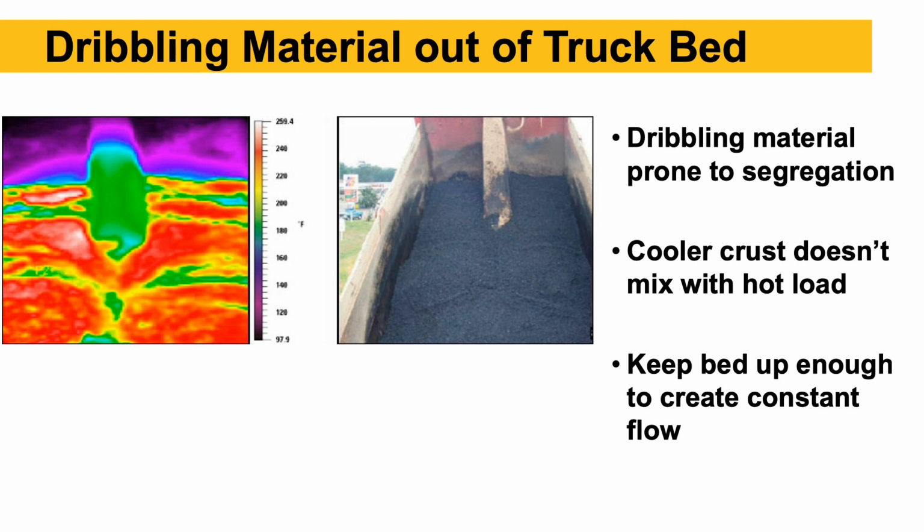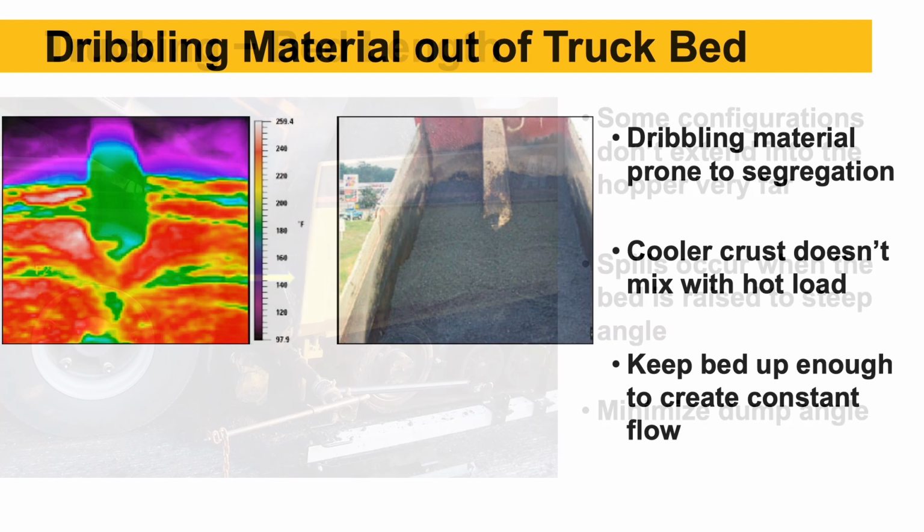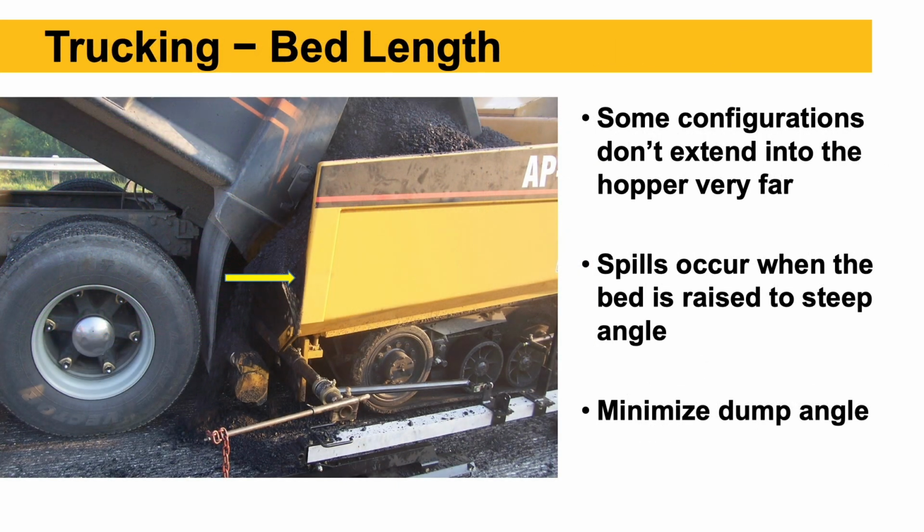We're going to dribble mix into the hopper. It's going to be more prone to segregation. And that cooler crust, you can see that forms on the outside of that mix in the truck box. The thermal image shows those cooler areas. It won't mix in as well when we raise that bed slowly. We'll end up with cold chunks in there and some cold chunks going through the paver and onto the mat. And quite often those are the areas that are more prone to raveling later on. So another thing is the bed length on the trucks.